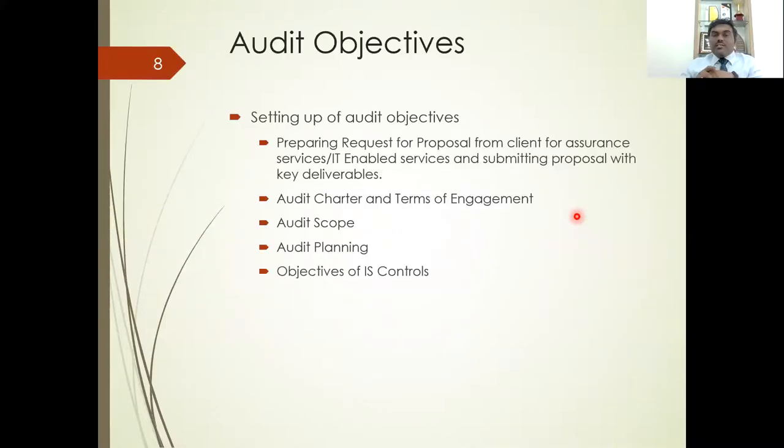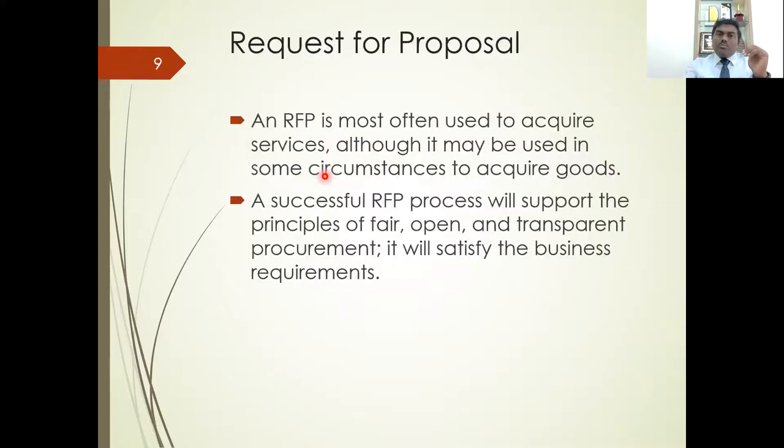So planning, first and foremost, set up the audit objective, understand the audit objective, be very, very clear. Audit objective is either given by statute or you have to clearly write it in your engagement letter and clearly mention what is out of scope. Otherwise, it is a challenge. It should be with reference to audit charter, terms of engagement, audit scope, audit planning, and what the objectives of IS controls are. Based upon all of this, you decide what your audit objective is.